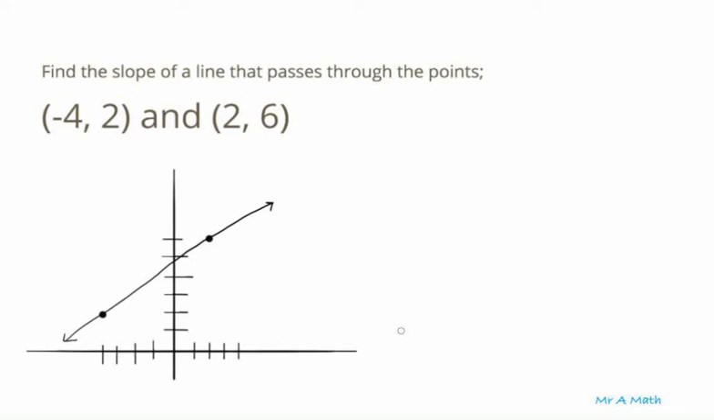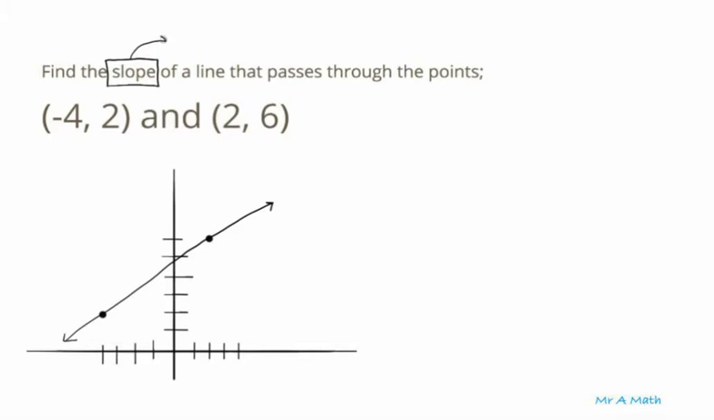All right, so today we're going to be finding the slope of a line that passes through 2 points. In this situation, we're dealing with the points (-4, 2) and (2, 6). Before we start, let's make sure we understand what this word means, the slope of a line.